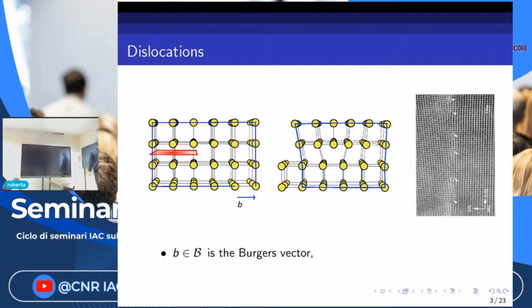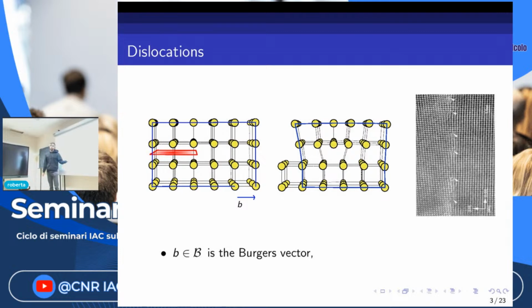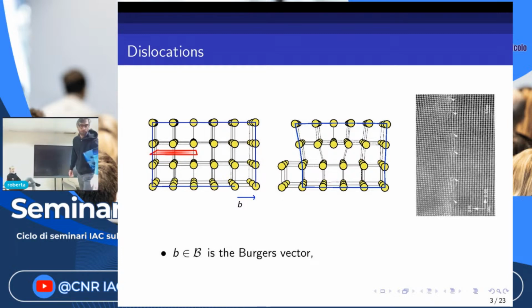This excess is called the Burgers vector. It's always a vector of the lattice, and it is a measure of the strength of the dislocation. If there were two layers of atoms, the vector would be twice as long. So in this sense, it's a measure of how the lattice is distorted.